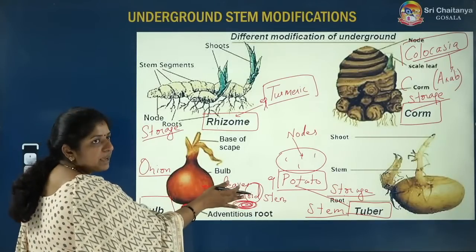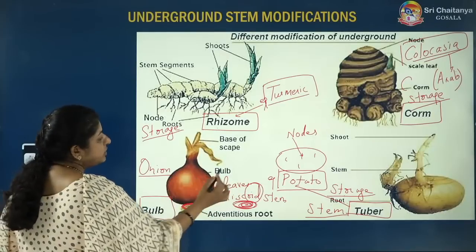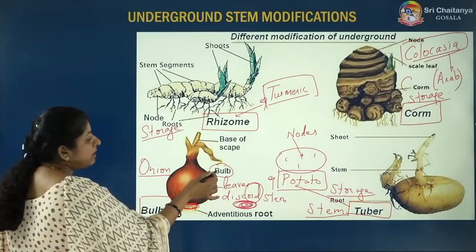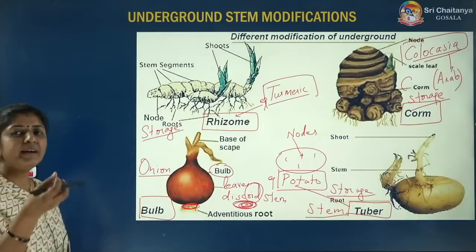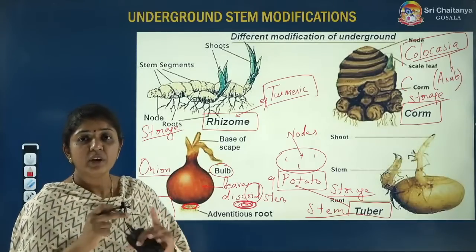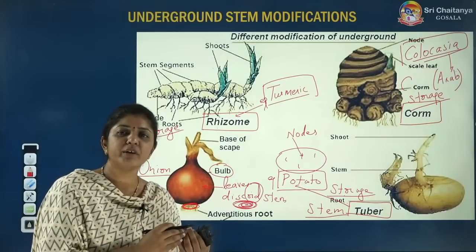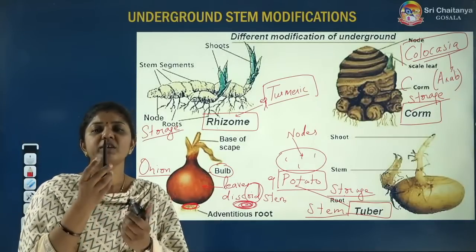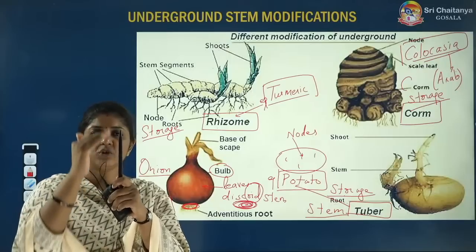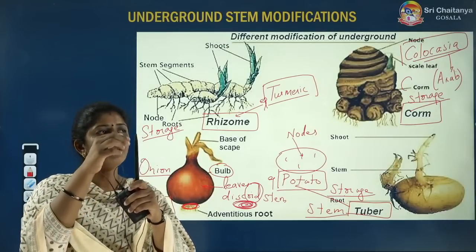Why is it a reduced type here? Because here the main functional thing is the bulb. Bulb means having that modified leaf, what we are eating. So leaves are storing here, not the stem. Then how is it a stem modification? Because the stem is not straight here like this. It is not erect. Fine. It is going to be what?